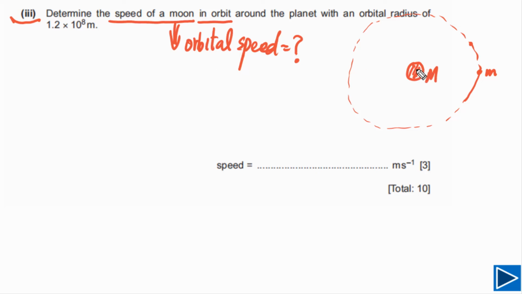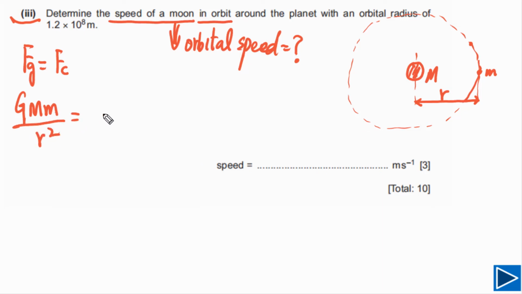But orbital radius is given to us. Means the distance from the center of the planet to the center of the moon is given. And this one is orbital radius. Let's say this is R. In order to answer this question, again we have to start from gravitational force provides the centripetal force. Again we have to write down gravitational force, G capital M small m over R squared, and this is equal to mv squared over r. Now we will be using v squared because we need to find the speed of the moon, so we will use v instead of omega.